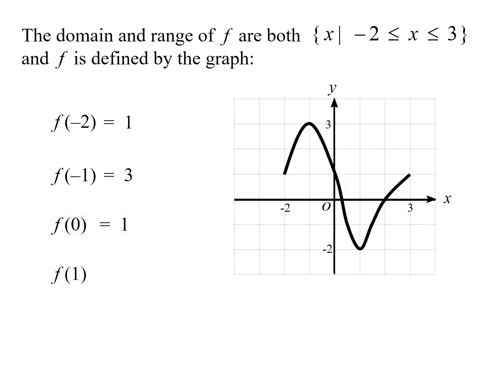f(1): find 1 on the graph, the x value, go to the graph, and read the y value, which is -2. f(2): well, that's right on the x-axis, and the y value is 0. That's an x-intercept.